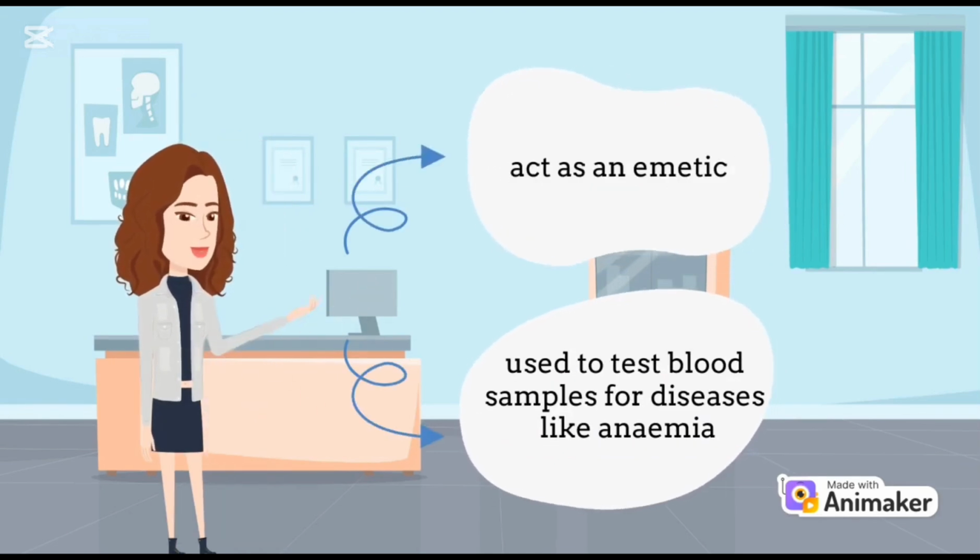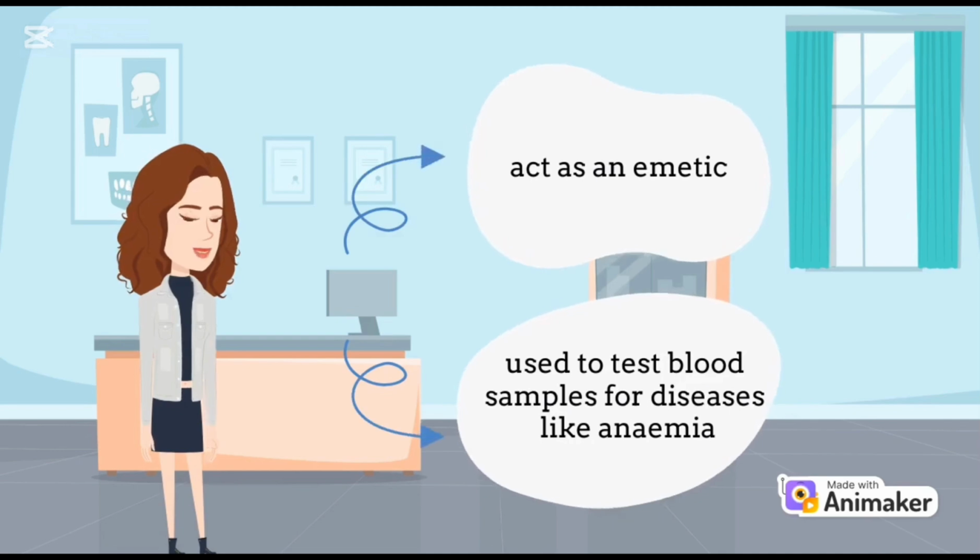Apart from that, copper 2 sulfate also used to test blood samples for diseases like anemia. A drop of donor's blood is put into a copper 2 sulfate solution. If the drop sinks sufficiently, then it is judged that the donor's hemoglobin levels are high enough to donate.